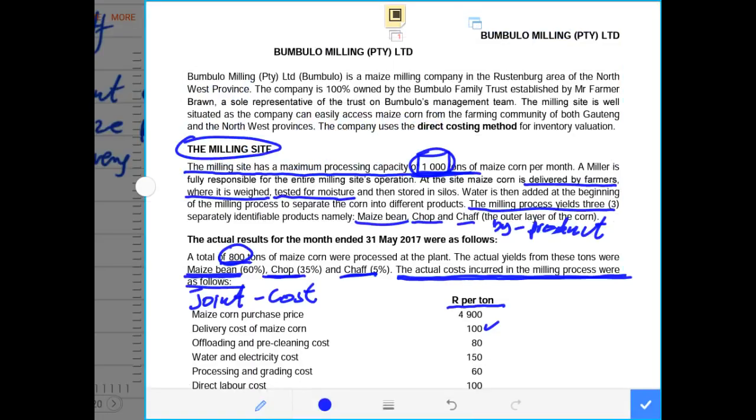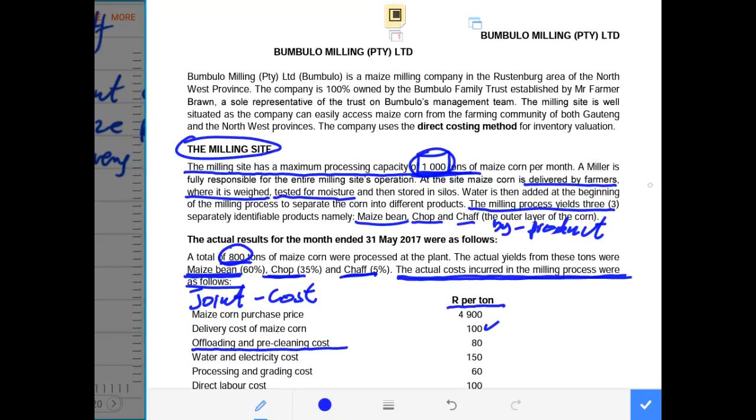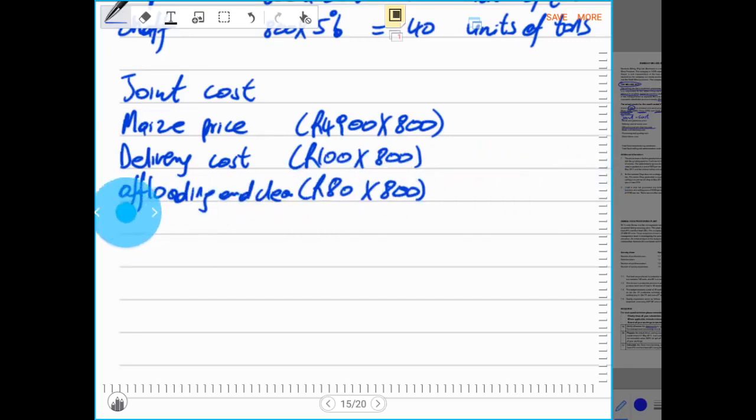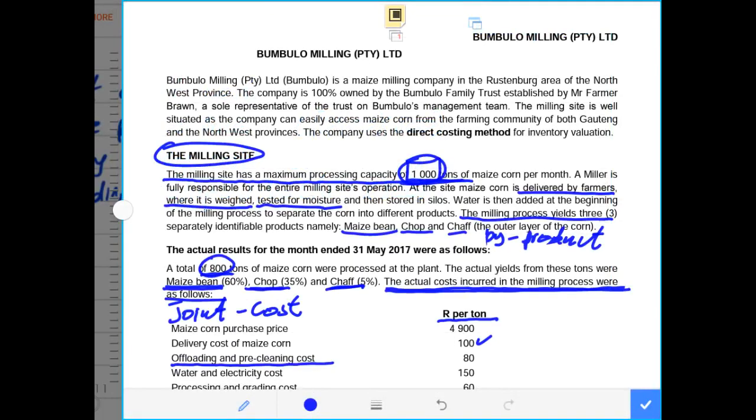The next cost is offloading and pre-cleaning cost, meaning the cost that we incur to offload the maize corn. Offloading and cleaning cost is 80 rand, times this by 800 units that were processed for all the three products.